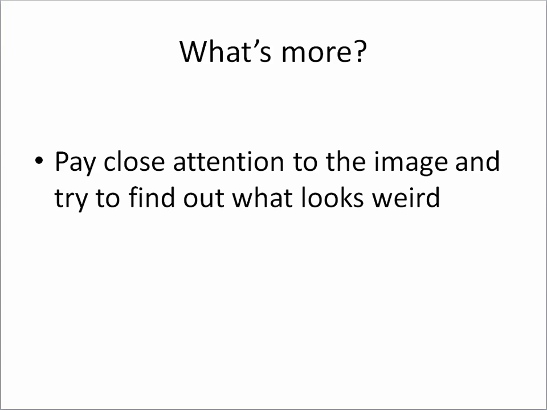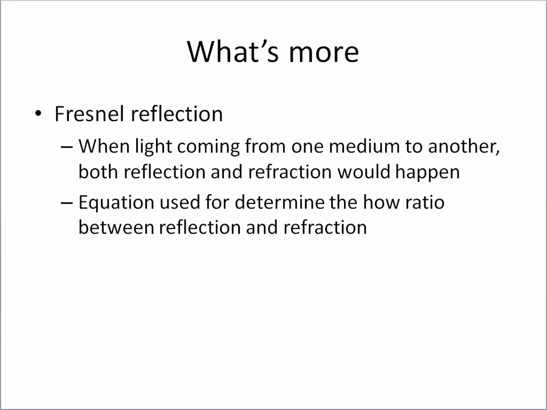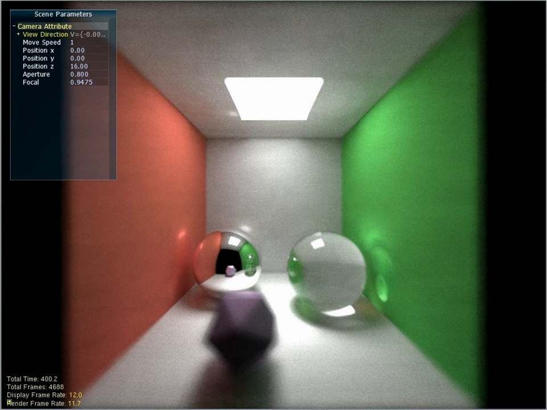So what other features are available in my path tracer? Let's look at an image. In this image, if you pay close attention, there's totally no reflection on the glass sphere, which is not physically correct. In the real world, when light transports from one medium to another, both reflection and refraction will happen. To make it physically correct, I added Fresnel equations, which are used to calculate the ratio between reflection and refraction. The resulting image looks like this.